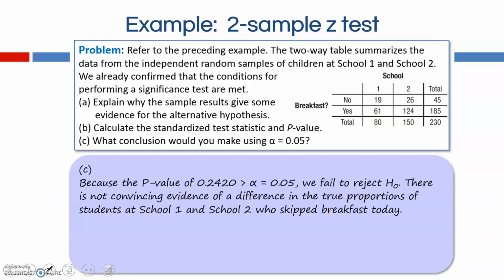But if you're using this test on the AP exam, you want to definitely write the test statistic and p-value. All right, our conclusion: because the p-value of 0.2420 is greater than alpha equals 0.05, we fail to reject. The p-value is not low enough to reject H0. So it is not convincing evidence of a difference in the true proportions of students at School 1 and School 2 who skipped breakfast today.